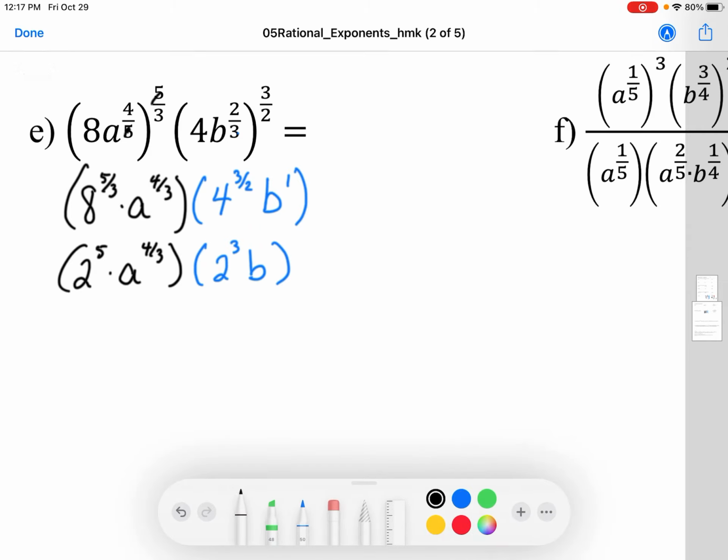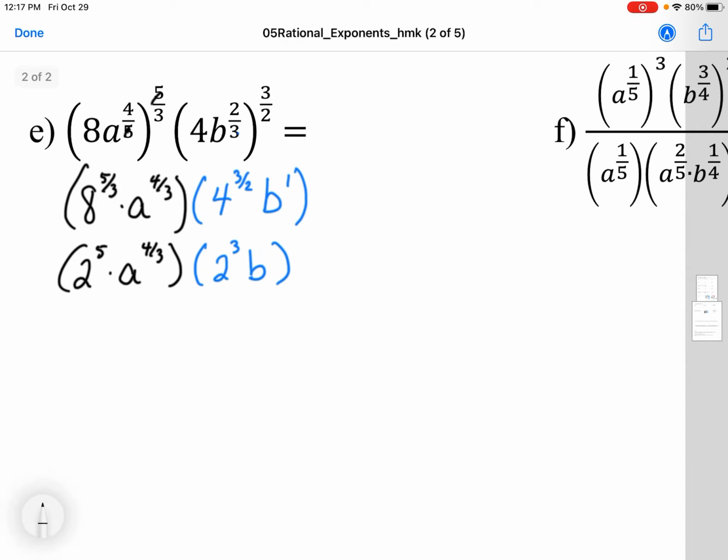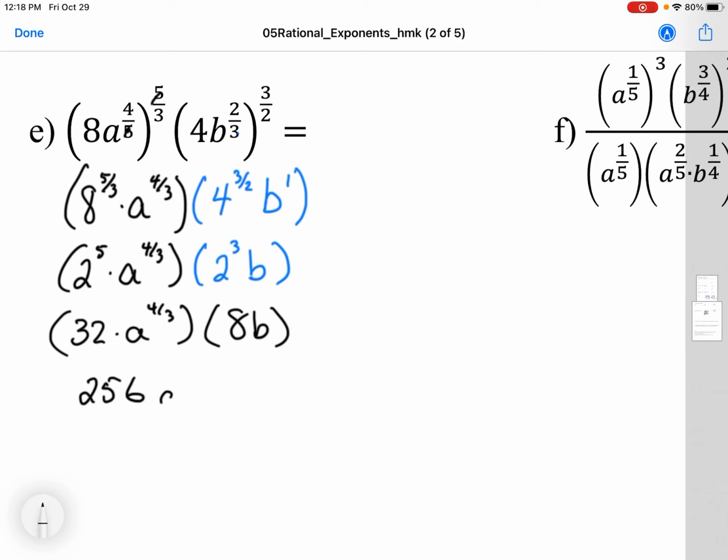So working this out, 2 to the power 5 works out to be 32 times a to the 4 over 3. This becomes 8b. I multiply 32 times 8, I'm going to end up with 256. And then the a is 4/3 and the b is 1, and that's all I can do.